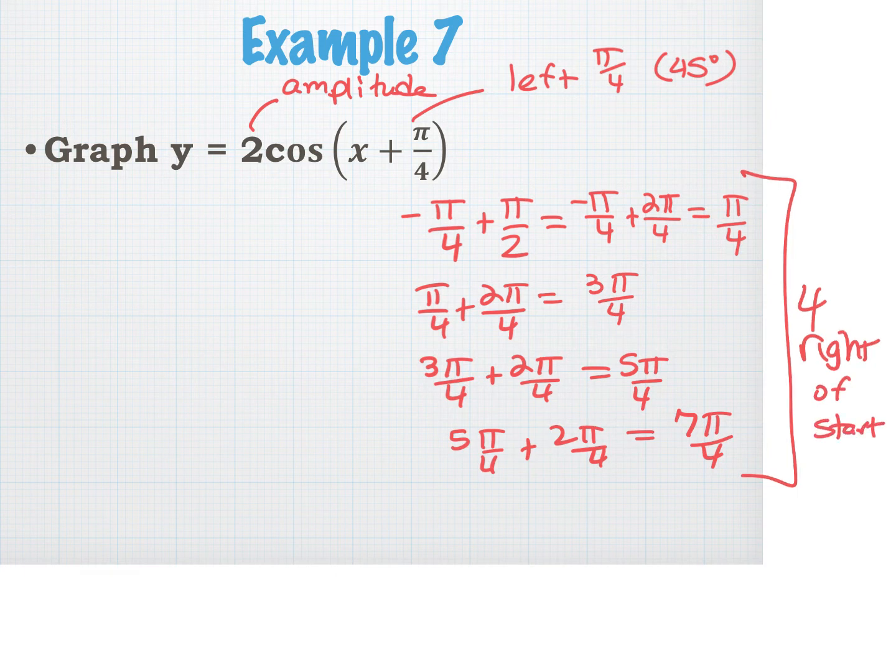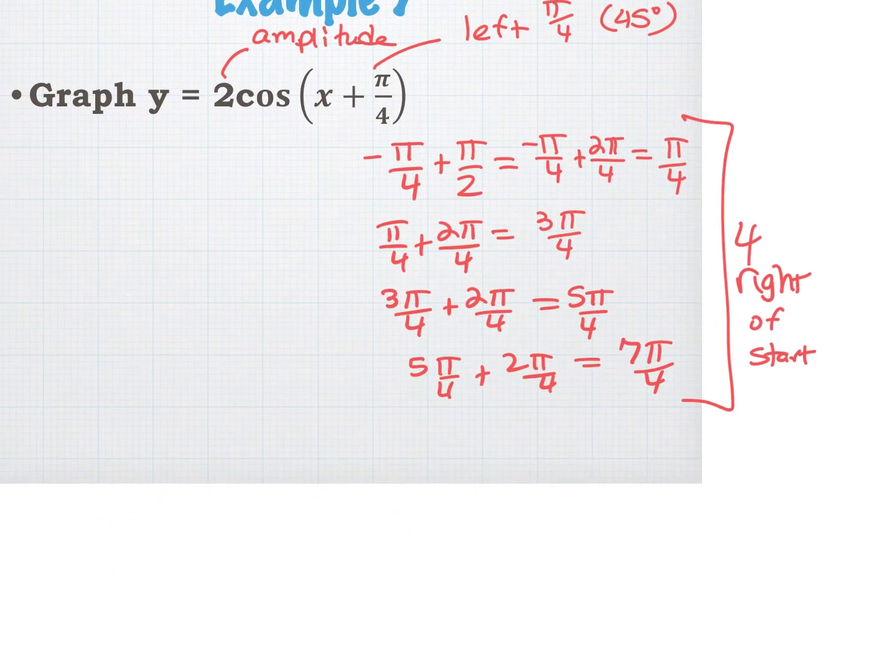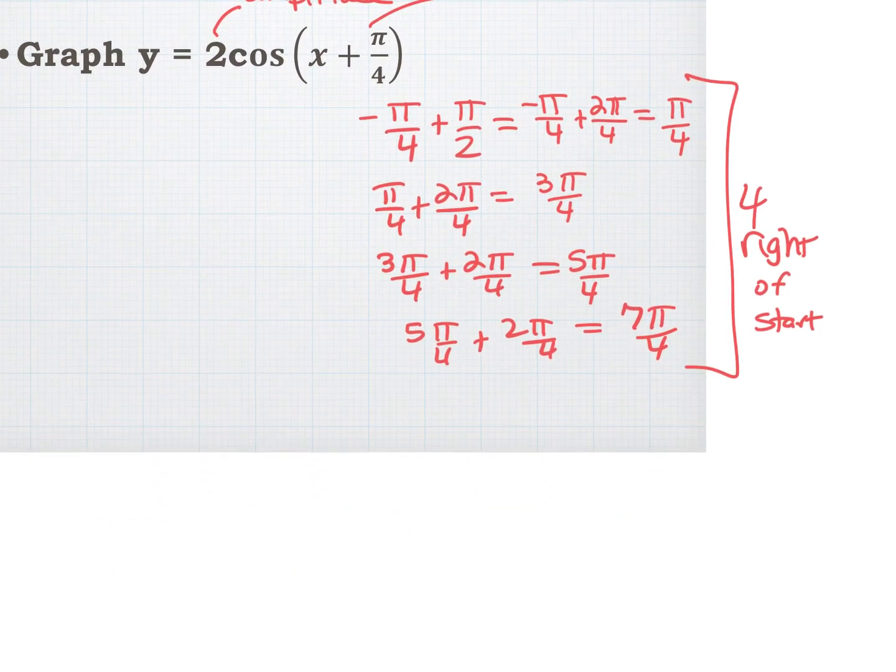Now, these points are not necessarily going to be symmetrical, where you're going to see 4 points on the left side of the y-axis and 4 on the right. It all depends on your shift. Let's calculate the ones to the left. Again, we're going to subtract pi over 2. My starting point, remember, was negative pi over 4. So I'm subtracting the 90 degrees, which, with the common denominator, is 2 pi over 4. And I get negative 3 pi over 4.